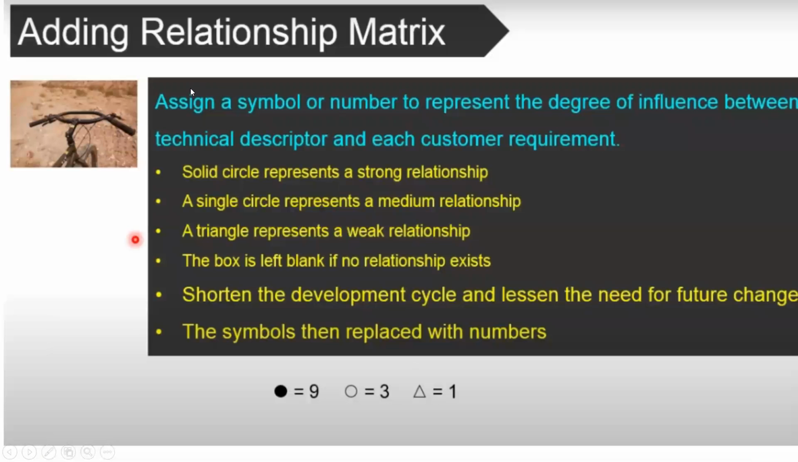Next, I want to put in the relationship matrix, using symbols or numbers also can. The relationships between technical and customer requirement. Solid circle represents strong relationship, then medium and weak. If blank, that means no relationship. This can shorten the development cycle and lessen the need for future change. The symbols can then be replaced with numbers.